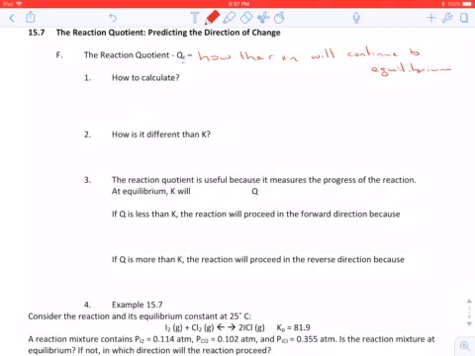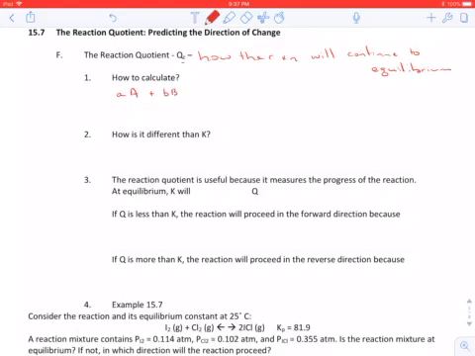If the reaction's at equilibrium, awesome. If it's not at equilibrium, what's it going to do to get there? Which is really kind of cool. So how do we calculate it? Guess what? It is exactly the same way as calculating K.